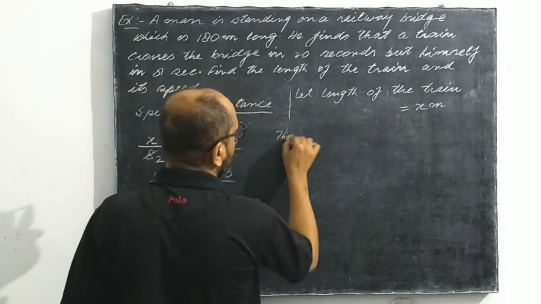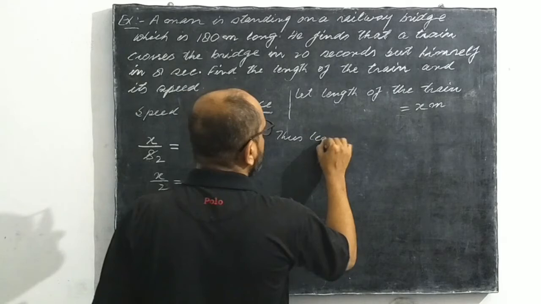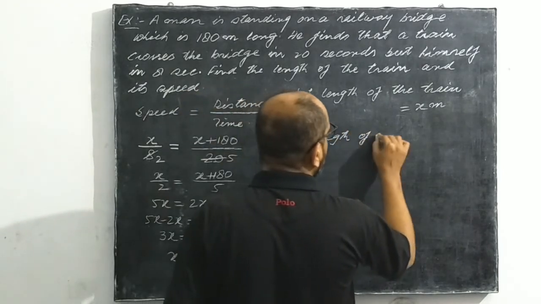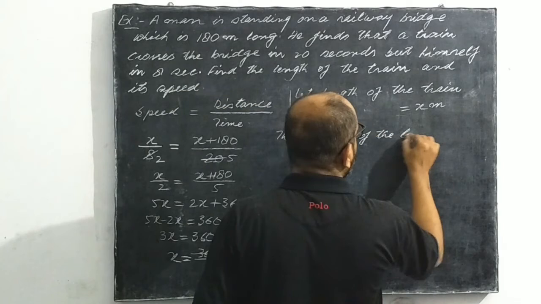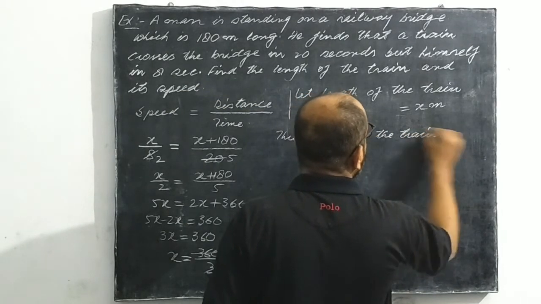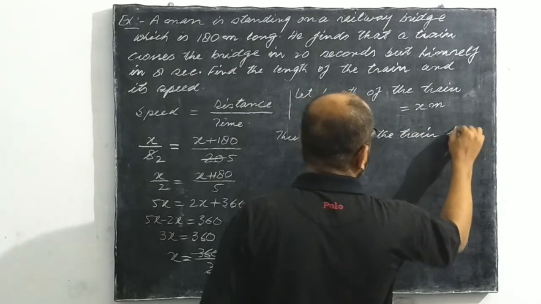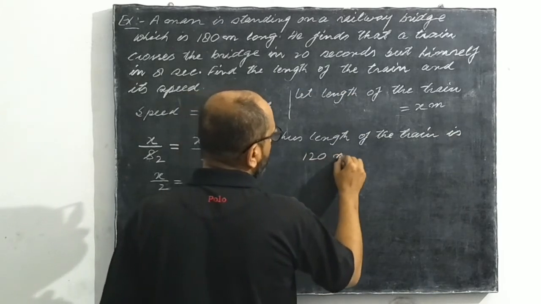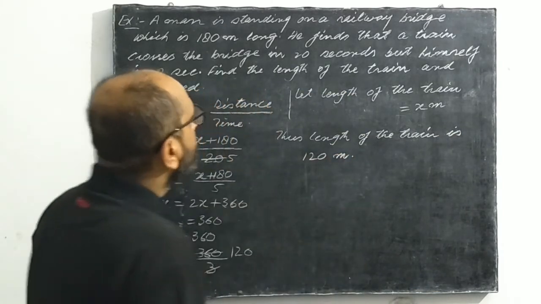Thus, the length of the train is 120 meters.